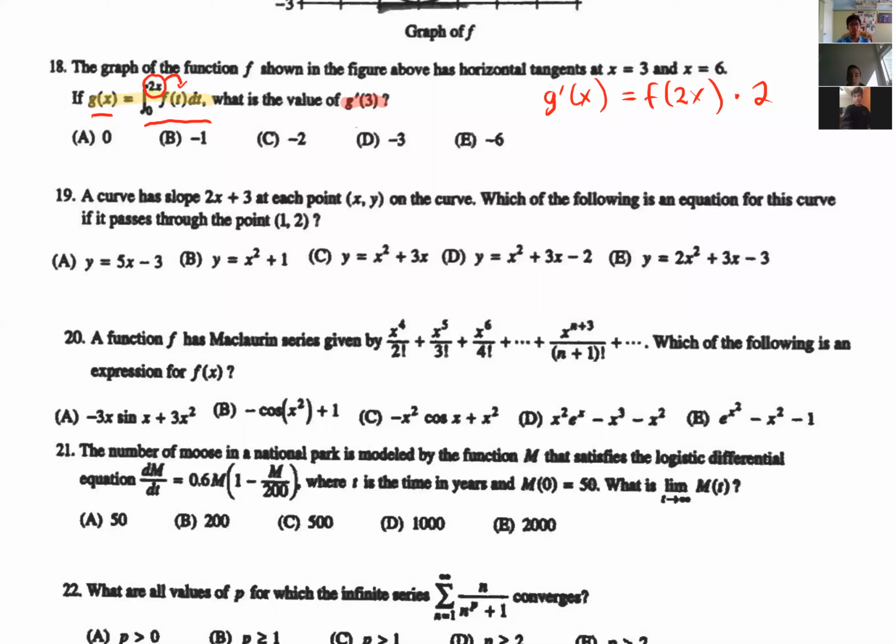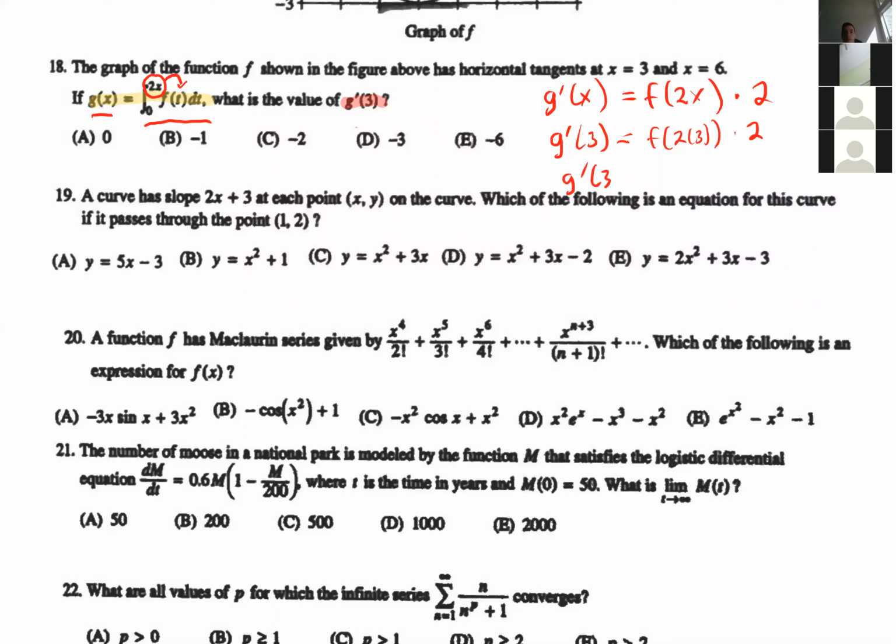Okay, so from here, what's the next part? It says find g prime of 3. Yes. Okay, so that's going to be f of 2 times 3 times 2. So g prime of 3 is going to equal f of 6. Whoa, that's an ugly 6. So f of 6 times 2. Then we need to find f of 6.